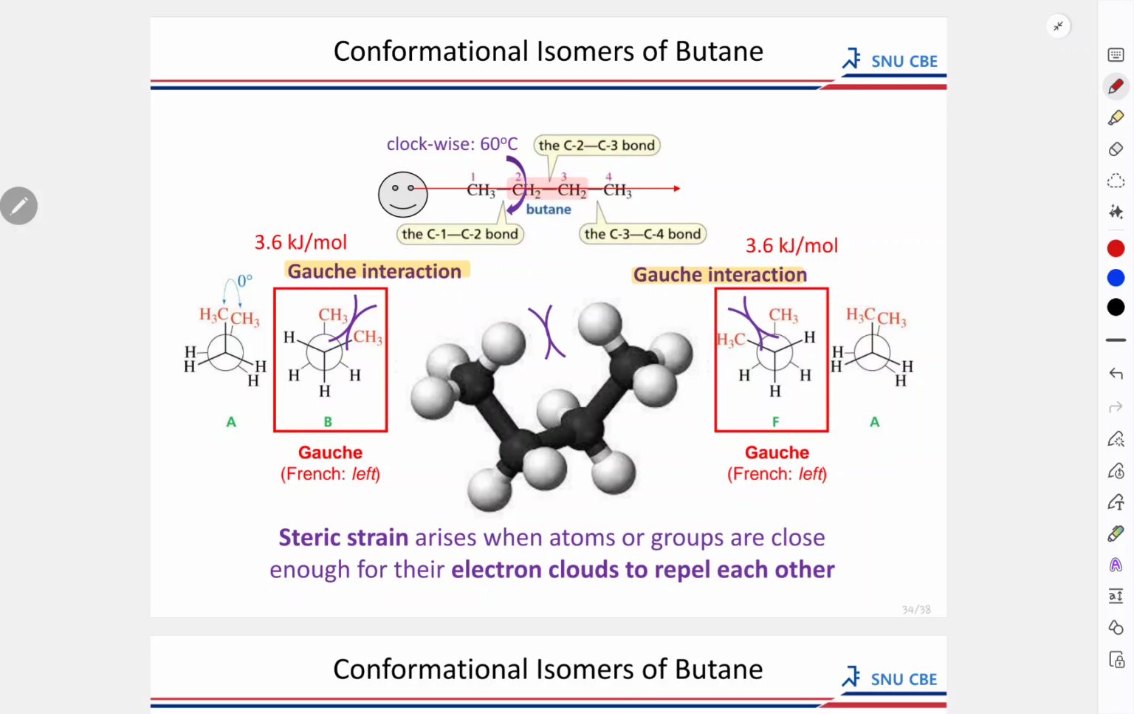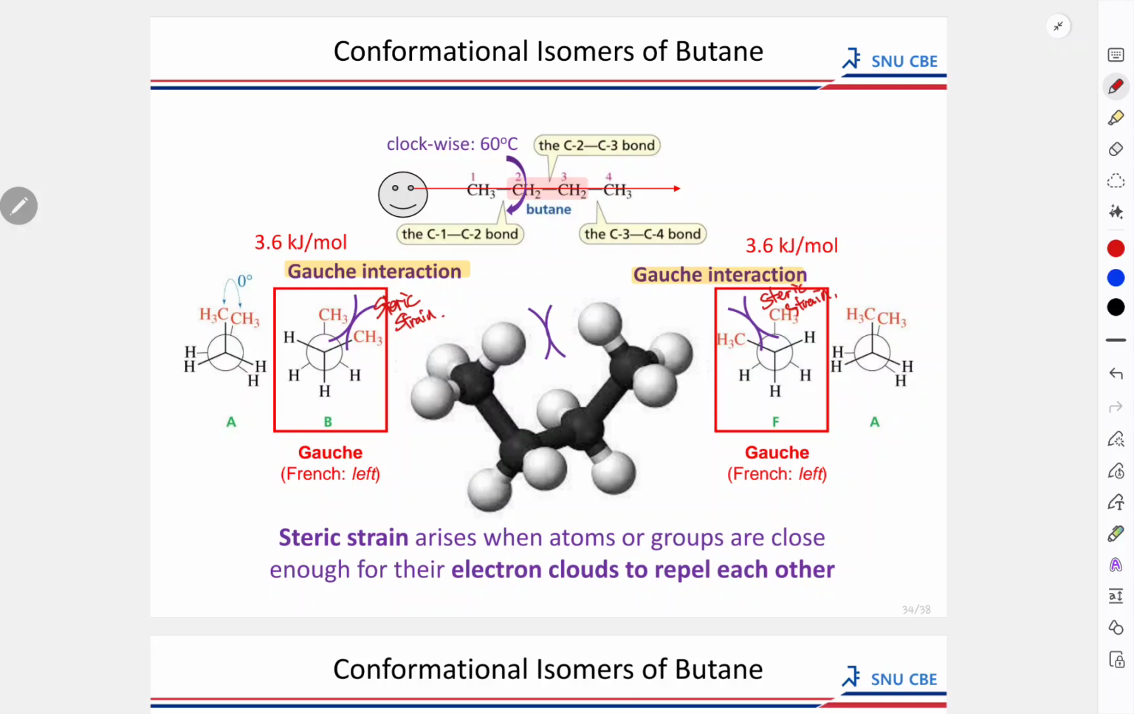And again, B and F have the same gauche interactions here and there. Again, you have 3.6 kilojoules per mole destabilization compared to the non-eclipsed, sorry, the staggered conformer, the more stable and energetic state. We'll see in the next slide. Okay, and again, steric strain is a strain arising when atomic groups are close enough for the electron clouds to repel each other. Okay.